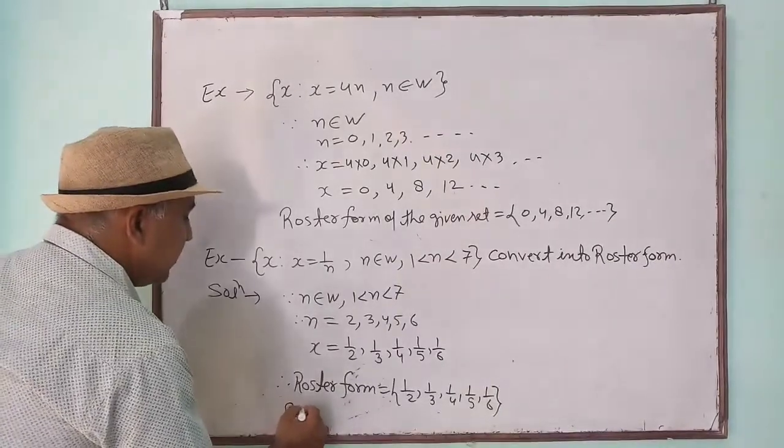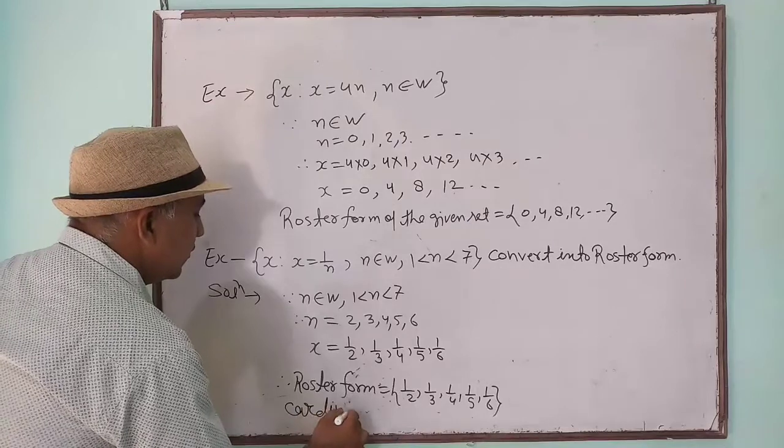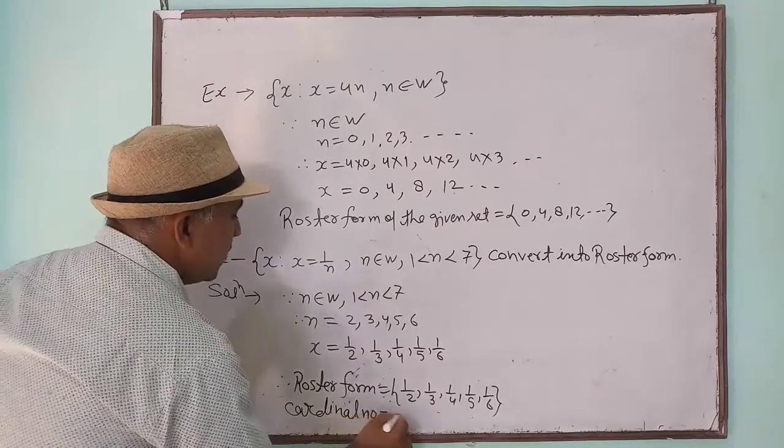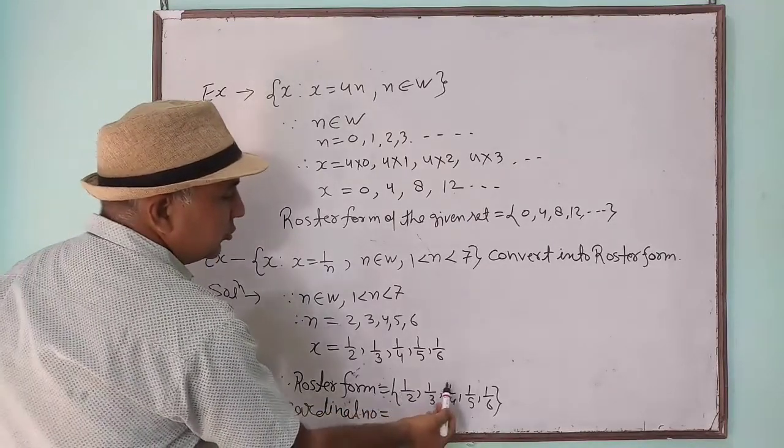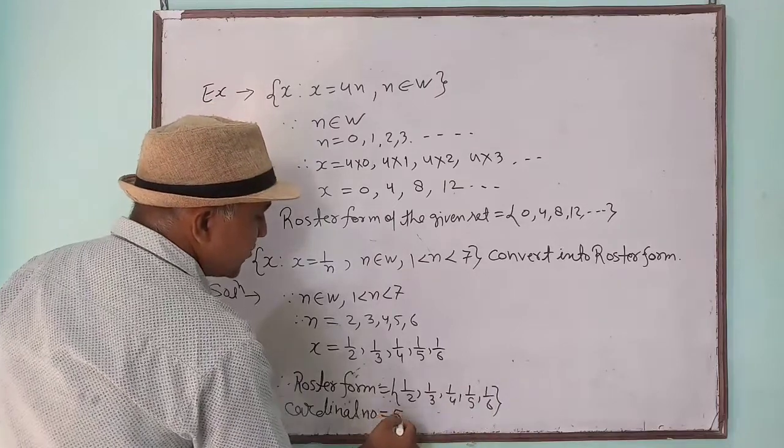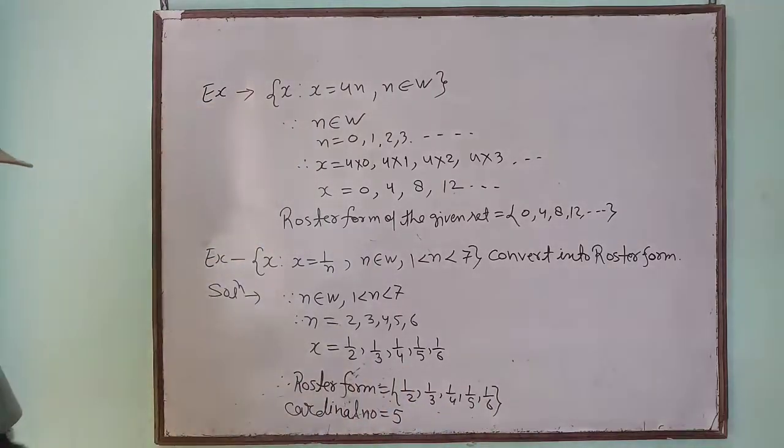We find the cardinal number of this type of set. What will be the cardinal number? Count the elements 1, 2, 3, 4 and 5. So here cardinal number is 5. Okay? Now pause the video and note down these questions.